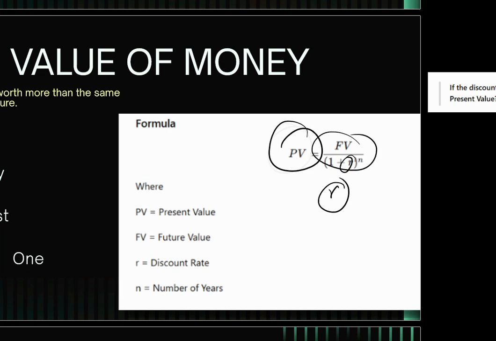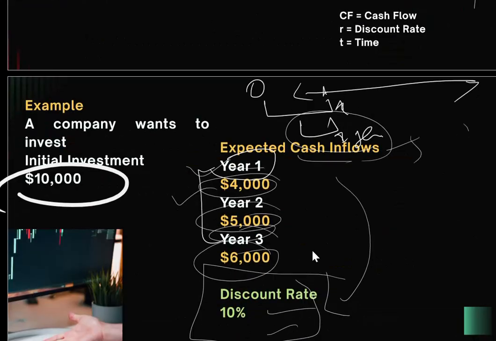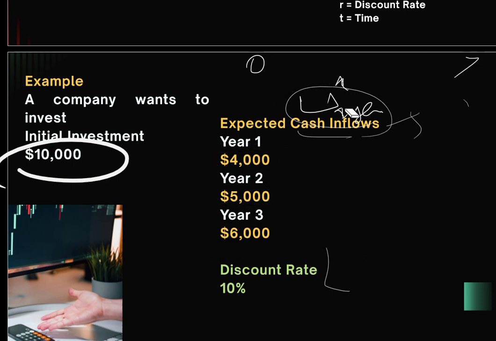Now imagine you have to open a cafe. The investment required today is rupees 10,000, and over the next 3 years you expect to receive 4,000, 5,000, and 6,000. Now here is a question: should you invest or not? We know the expected cash inflows, right? But still there is a question of whether I should invest or not, because these amounts are received at different points of time.